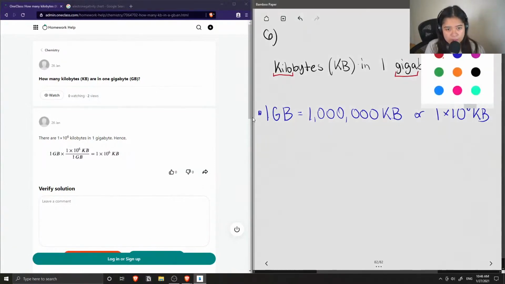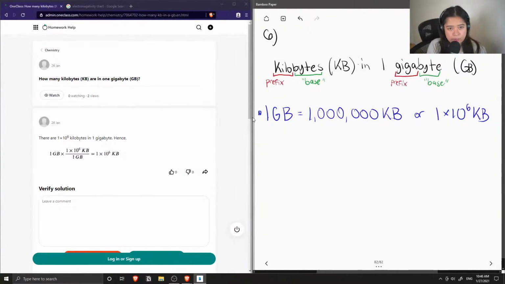So we can also change our base, which is bytes. So let me call this your base. And then these are the prefixes. And we can change our base to anything we want. So let's say we had kilometers. Well, I'll write it over here.